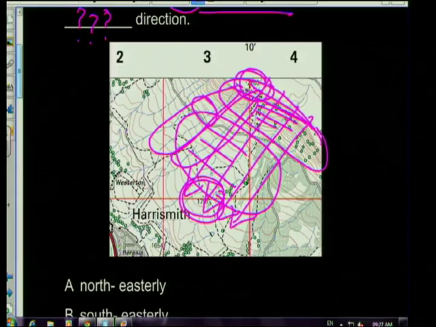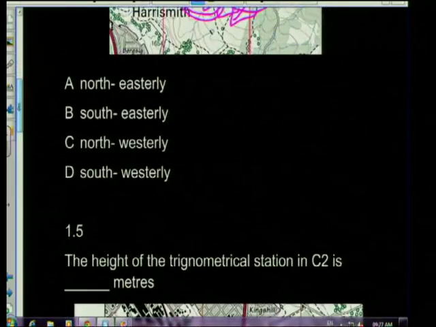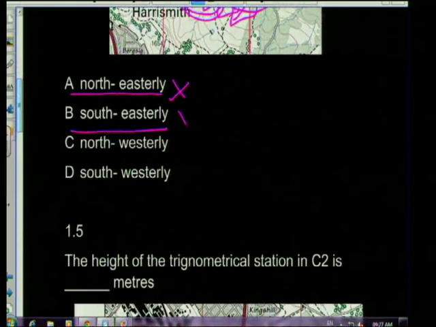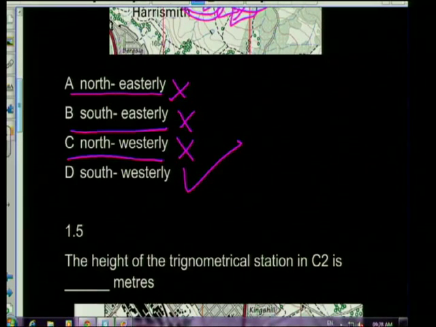Are we happy? Let's look at the options given. Northeasterly, no. Southeasterly, no. Northwesterly, no. Southwesterly, correct. The accurate answer for this section is D, southwesterly.